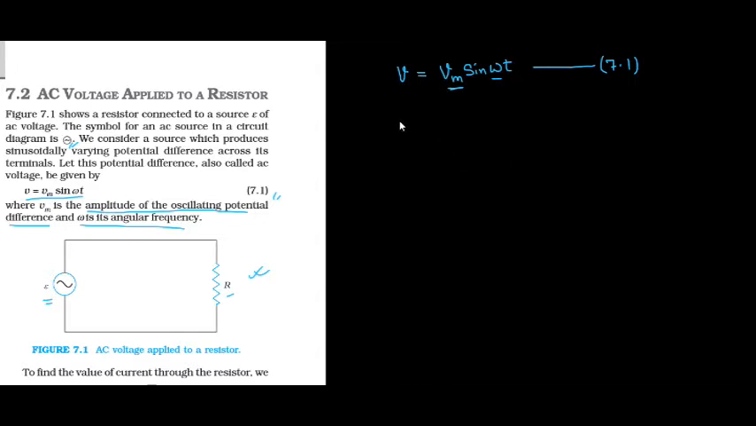So any problem why this equation came? This is a simple harmonic motion equation. Why have we written that? Because AC current is said to be a simple harmonic motion. It follows the concept of simple harmonic motion. Fine.